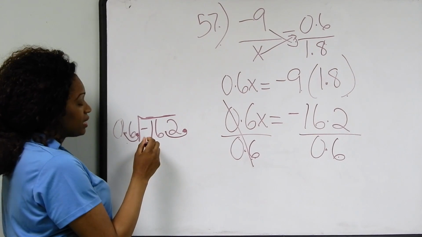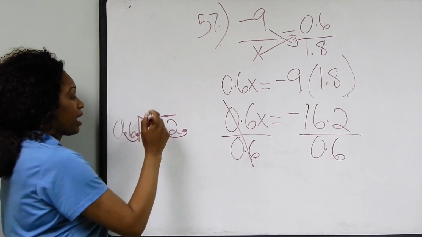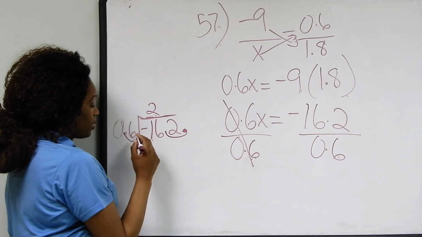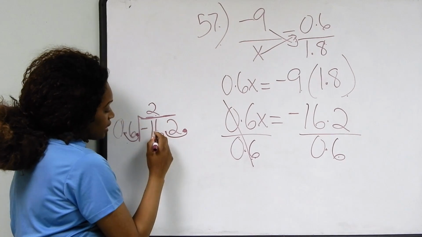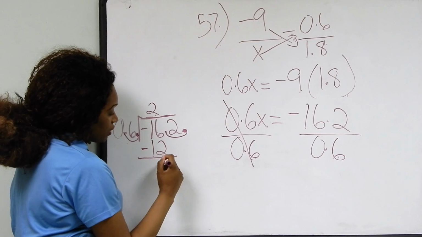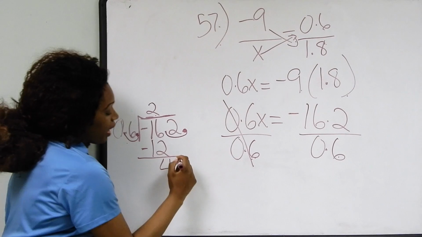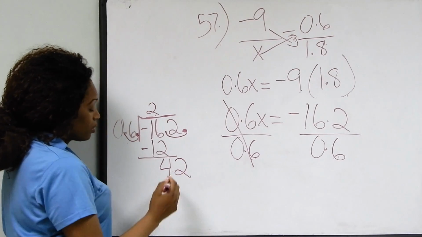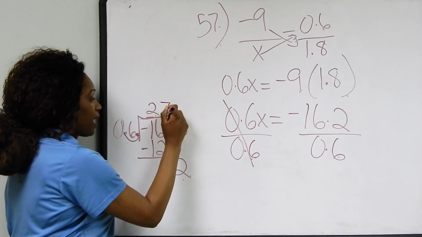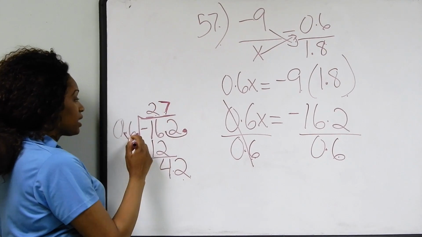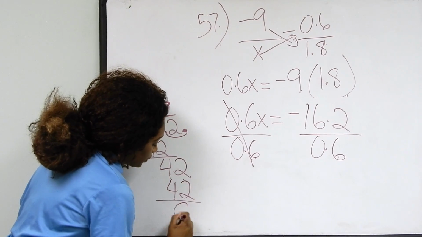6 divided into 16, 6 goes into 16 2 times, okay? 6 times 2 is 12. 16 minus 12 is 4. Then you want to bring down the 2, okay? Now you have 42. 6 goes into 42 7 times, okay? 6 times 7 is 42. So you don't have a remainder, 0.